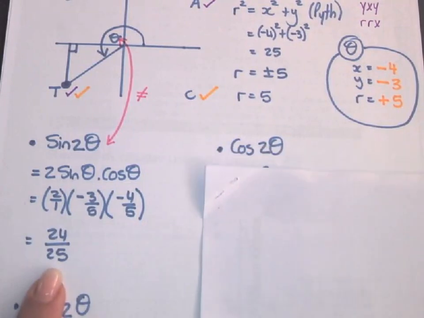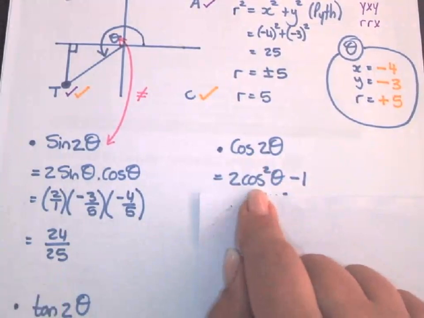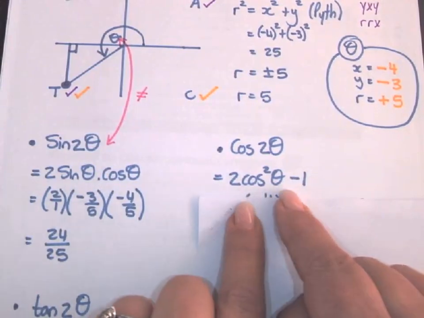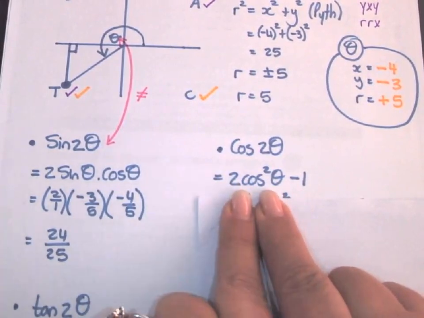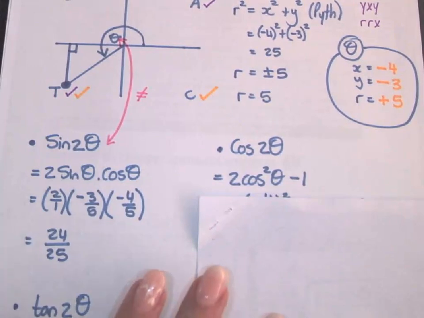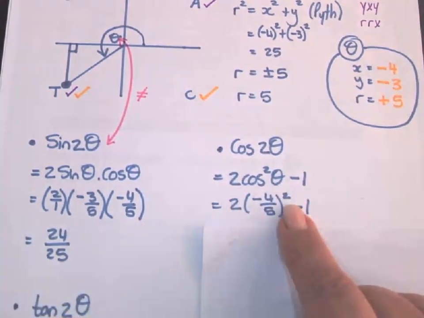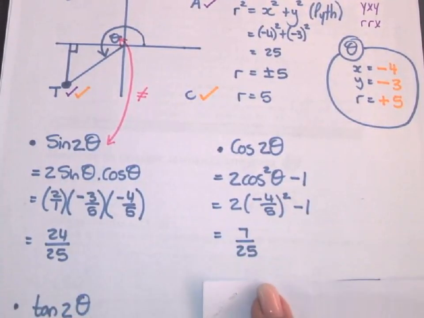The next one, cos 2 theta. I write it in terms of one trigonometry function because I'm lazy and I don't want to work out cos squared and sine squared. So you can write it either as 2 cos squared minus 1 or 1 minus 2 sine squared. Because this is squared, your answer must also be squared. Simplify and get your answer. Okay, are there any questions so far?